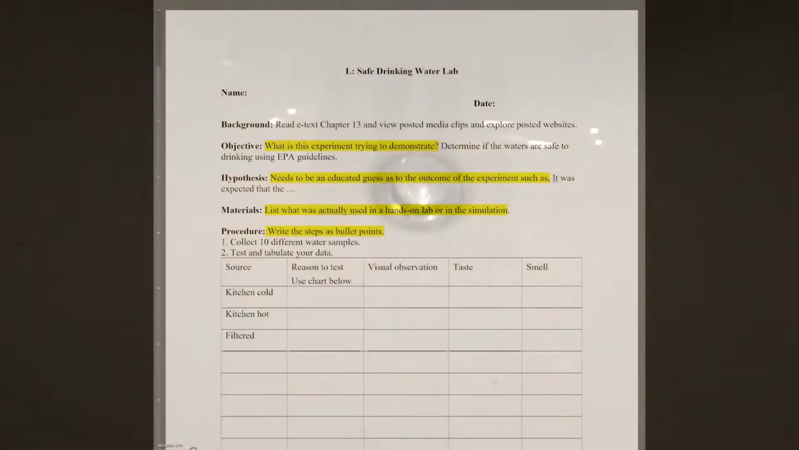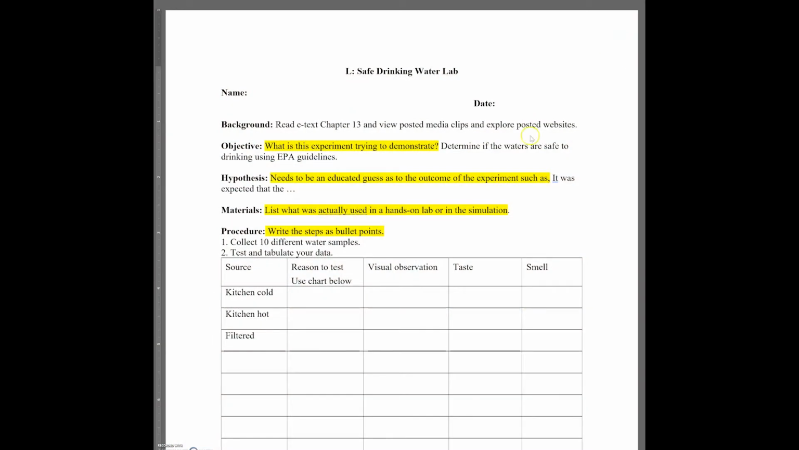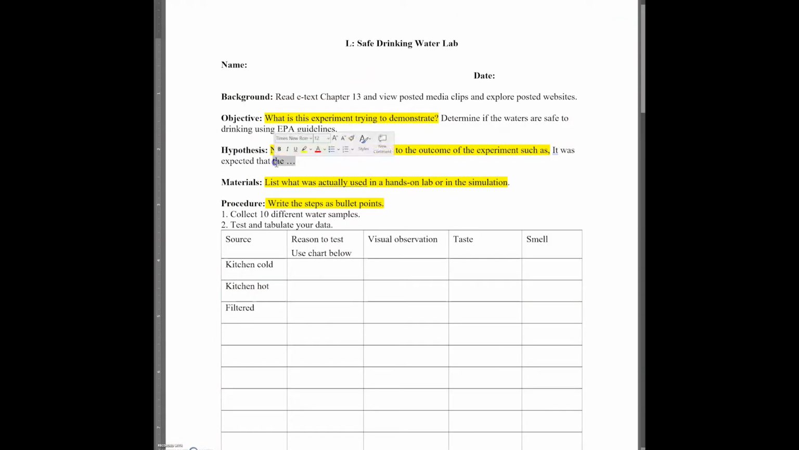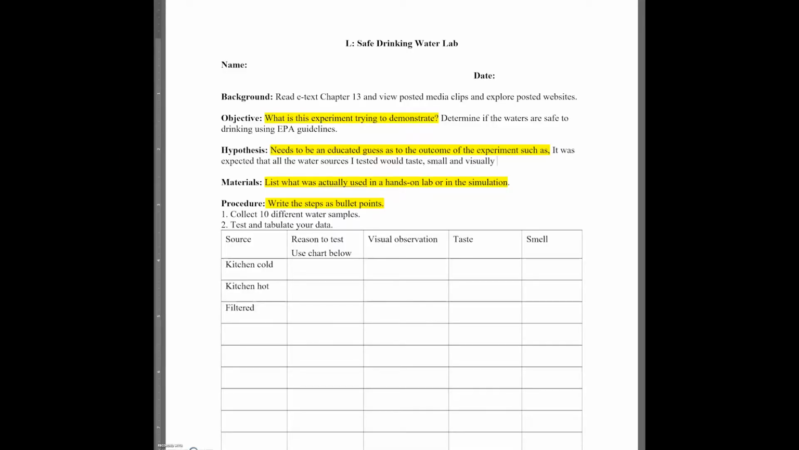This week, I will be going over the Safe Water Drinking Lab. We will be making some observations and comparisons between the waters of different safe sources. Again, safe sources. So put the toilet water back.